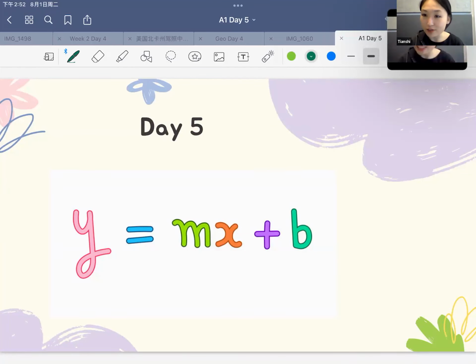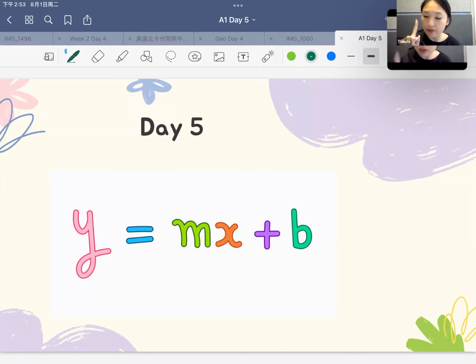Everyone, this is teacher Tianshi from Sync Academy, and welcome to our new week, which is the second week of the practice problem. And today we are going to talk about linear equations, and particularly we will talk about solving linear equations involving parameters.